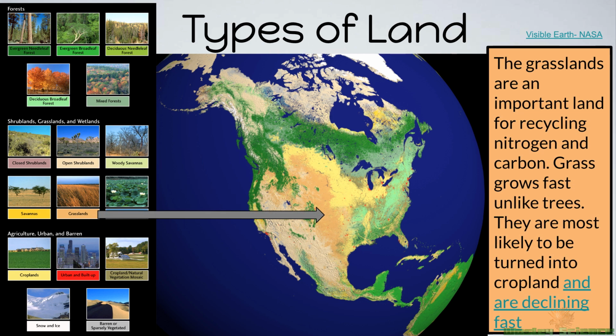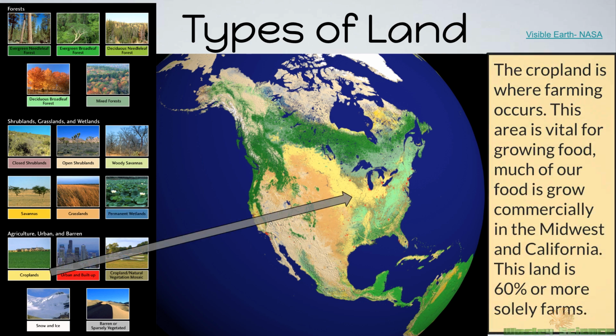And then we have the grasslands in the Great Plains. They are very important for recycling nitrogen and carbon. Grass grows fast, unlike trees, and they are most likely the area to be turned into cropland, but that's declining very fast. So then we have the croplands.